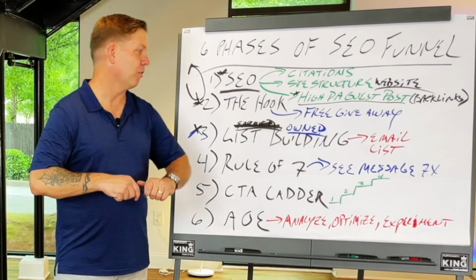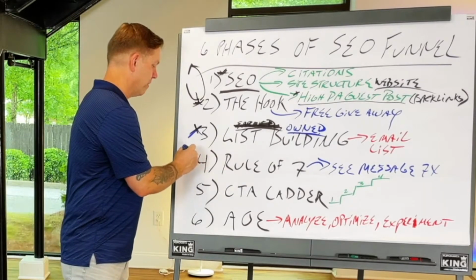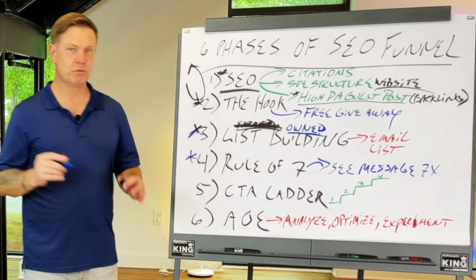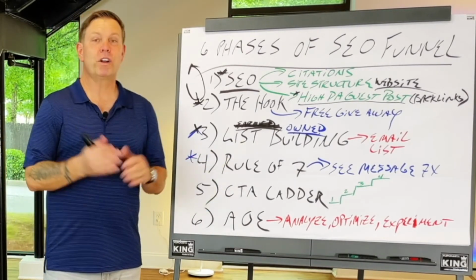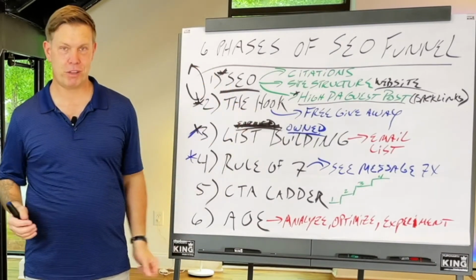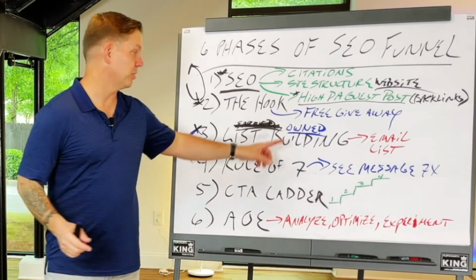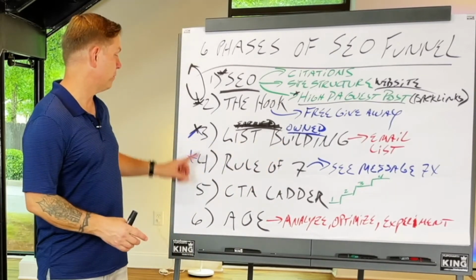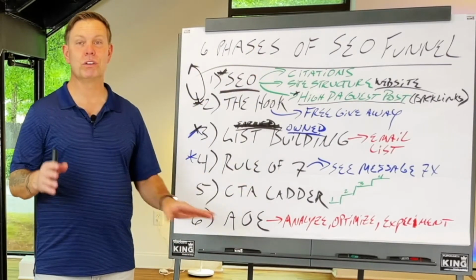Now, going on from the email list is phase number 4, which is the rule of 7. Now that you're building your email list, what kind of emails do you put together to send out to your email list? Or what's a strategy that you put together to send out to this growing email list? Well, this is phase 4 of the SEO funnel, and we call it the rule of 7.